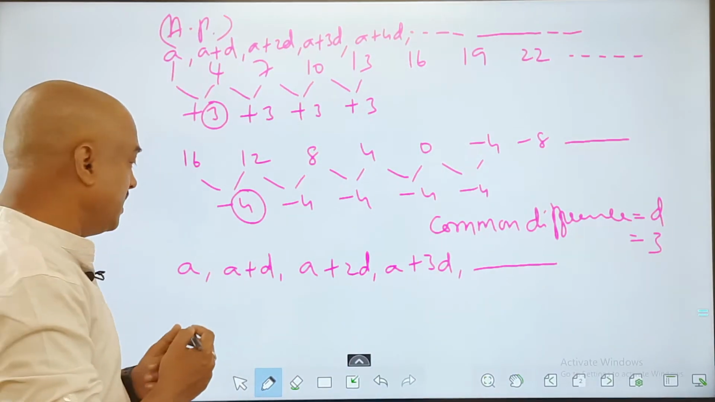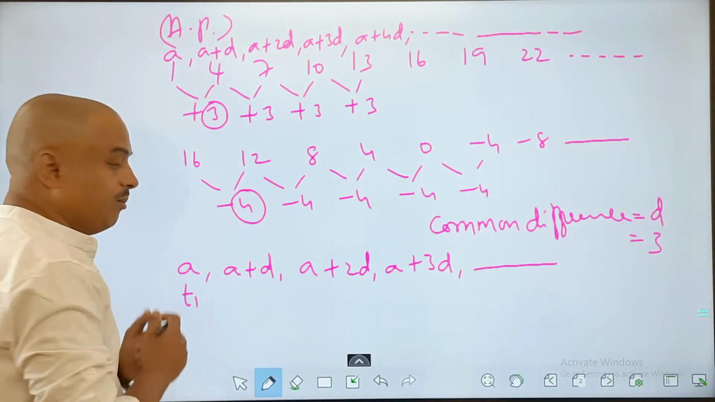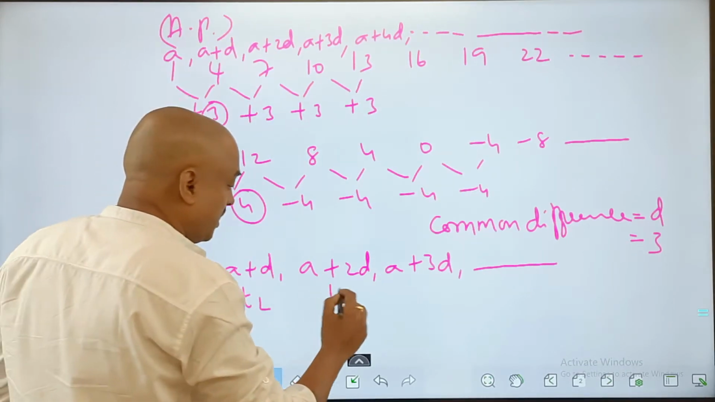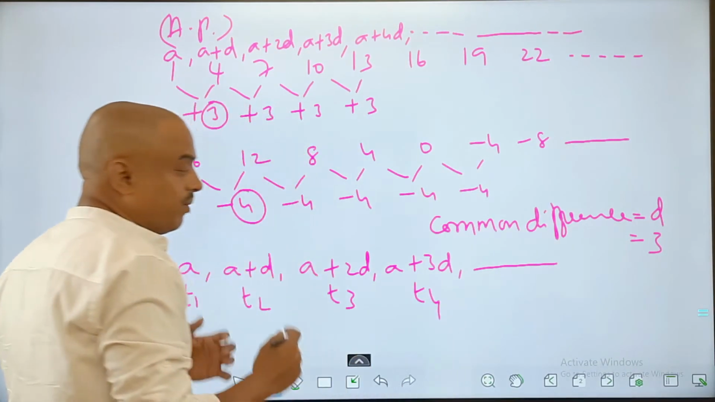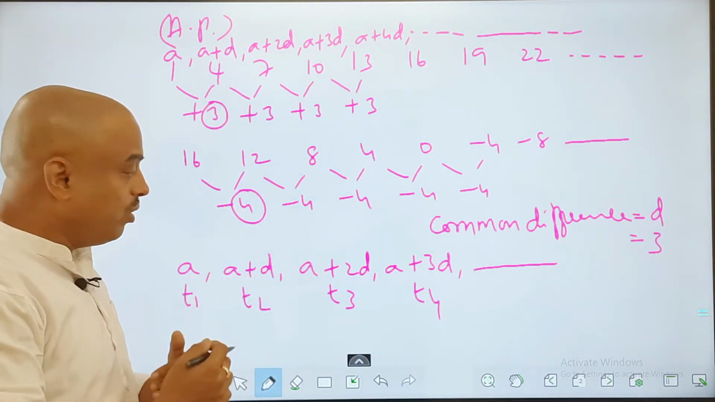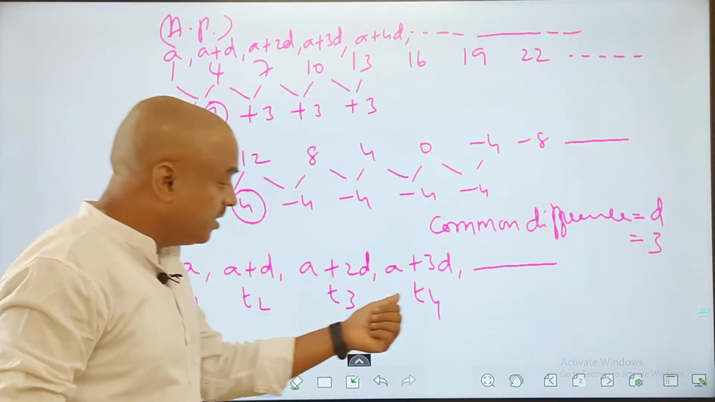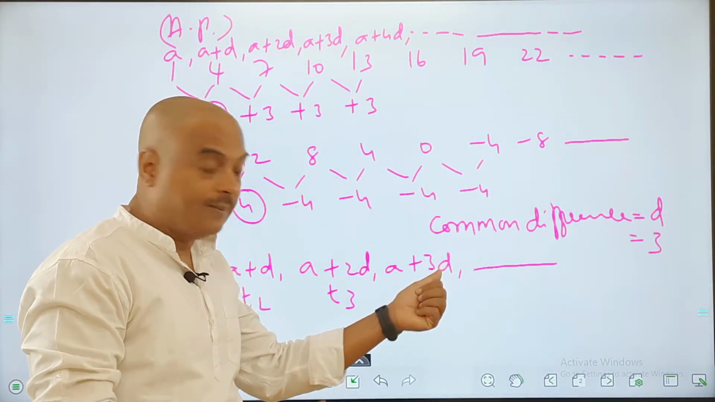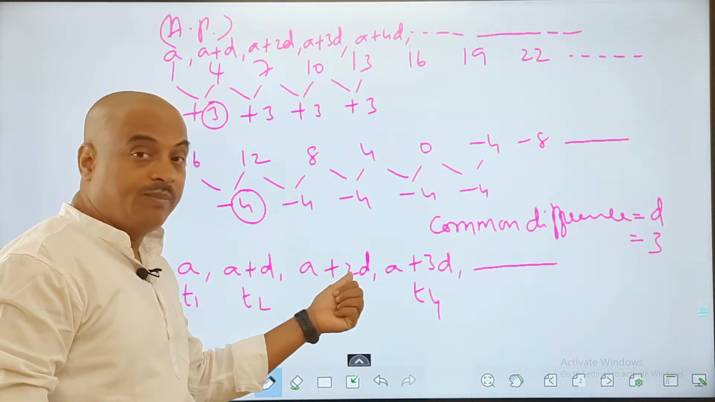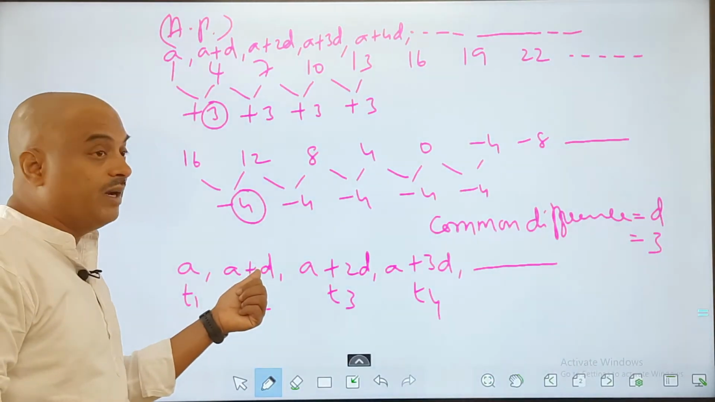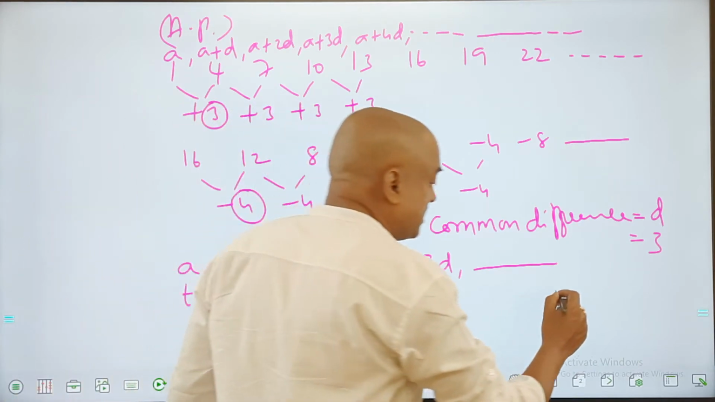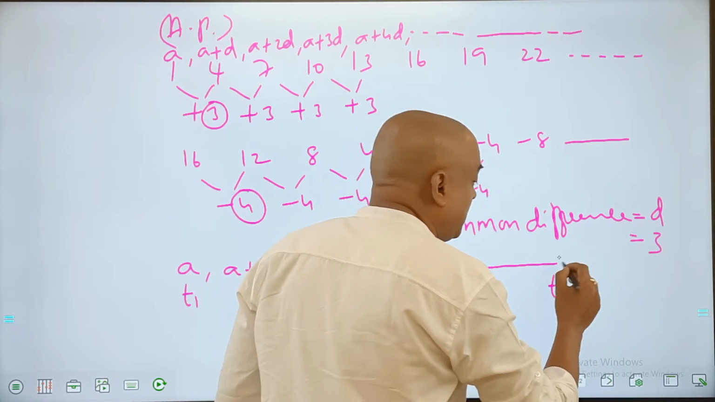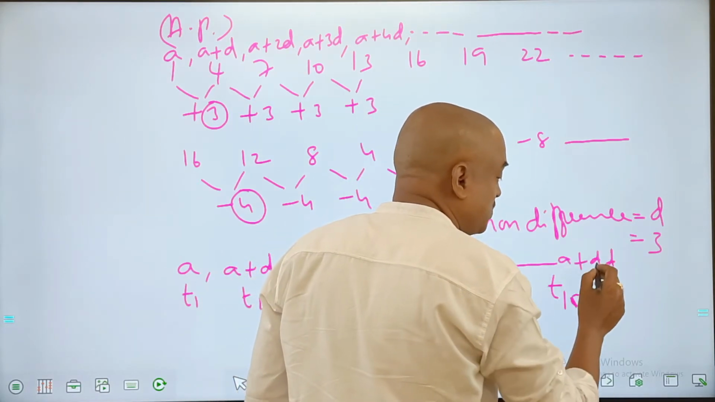So as we discussed earlier, this is your term number 1. Let us give numbers to the terms. Term number 1, term number 2, term number 3, term number 4, and it goes on. And now by observation I can see when the term number is 4, the D is getting multiplied by 3. When the term number is 3, it is getting multiplied by 2. When the term number is 2, it is getting multiplied by 1. So I can make a guess what T10 can be in that case. The T10 here would definitely be A plus 9D.